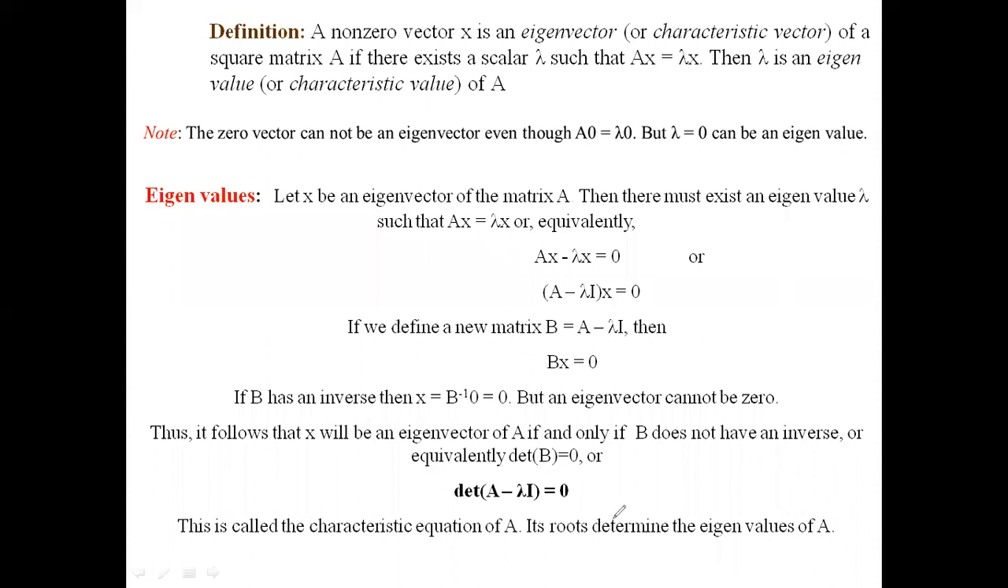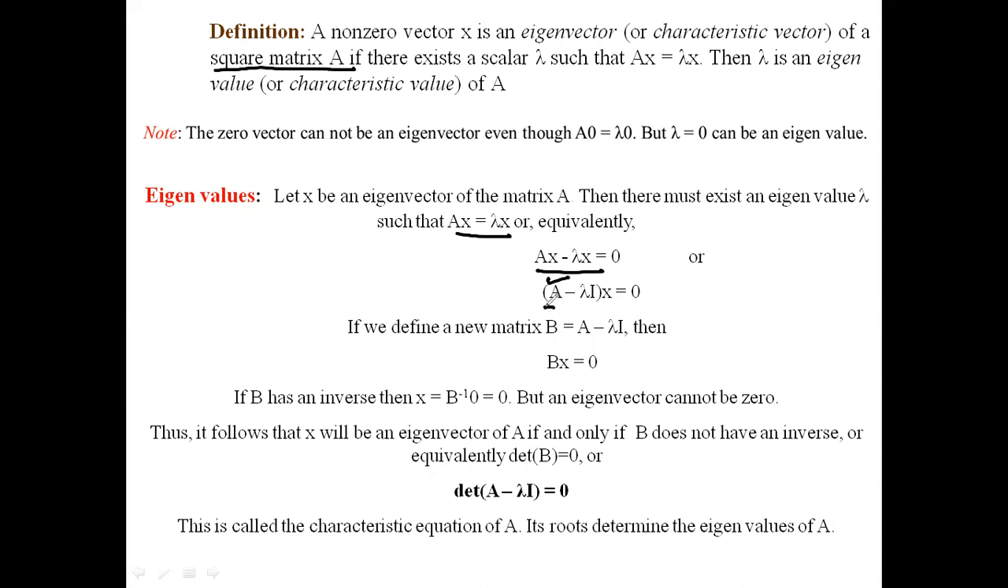I have this equation, so I shift that lambda x to the other side. I can take x common, so I will get here A minus lambda I. Here we have a matrix, and it is a square matrix. We have defined I as the identity matrix. So your matrix is square, so definitely A minus lambda I is a square matrix.